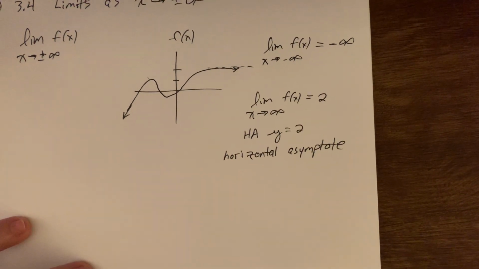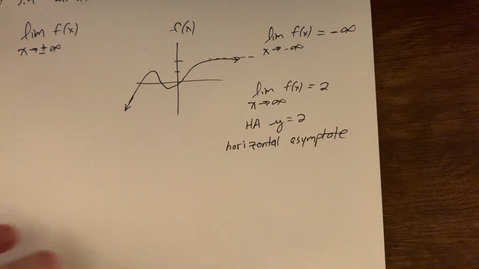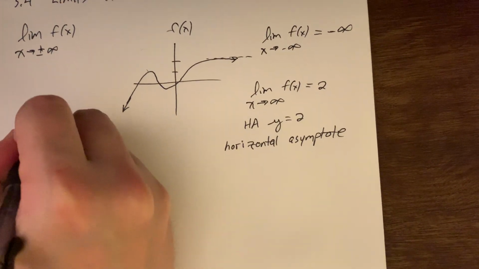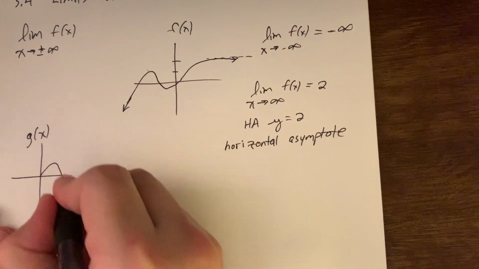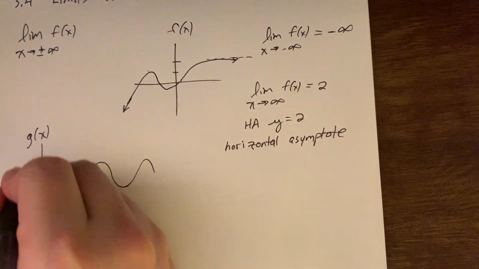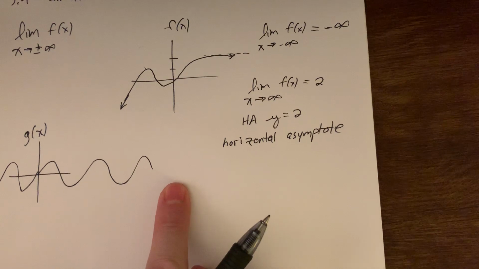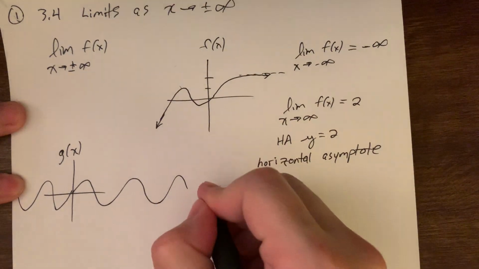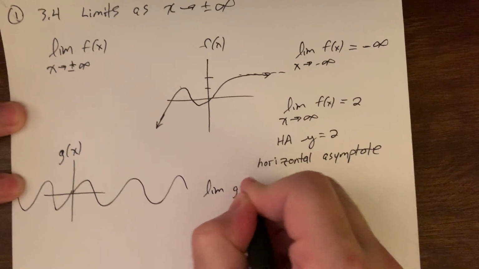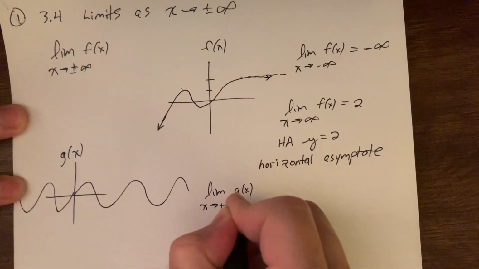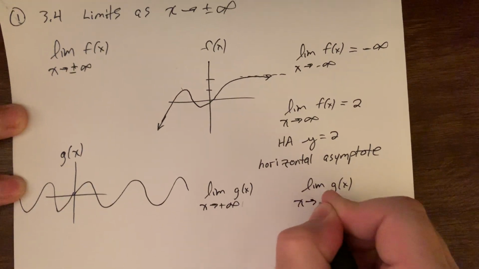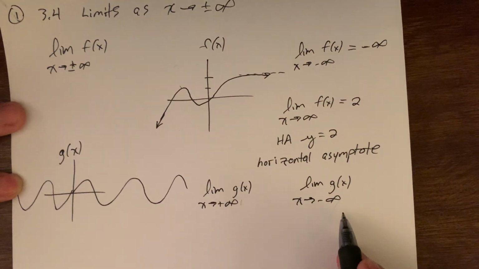Very quickly, I don't want to try and establish those as the only 4 possibilities. So let's just do this. Let me just change the function. Let's make it g of x this time. And there's my function. So now let's take a look at the limit of g of x as x approaches positive infinity and as x approaches negative infinity.